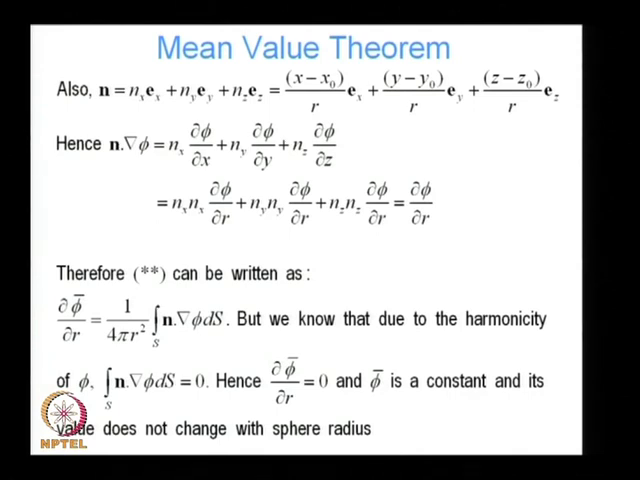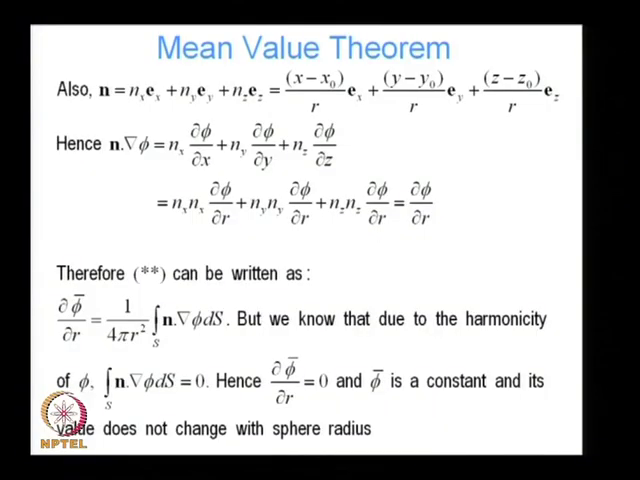But recall, in our previous lecture we showed that if the function phi satisfies Laplace's equation, then by its very nature the integral of n dotted with grad phi over the surface must be equal to 0. We showed that last time. So, what does this mean? This means that del phi bar del r must always be equal to 0, and that means phi bar is a constant and its value does not change with the sphere radius.